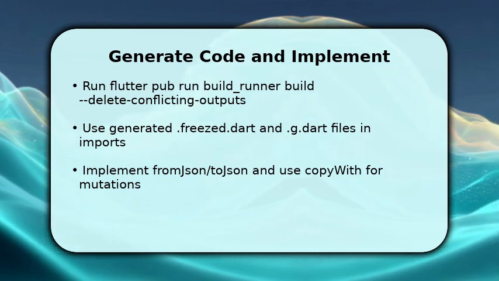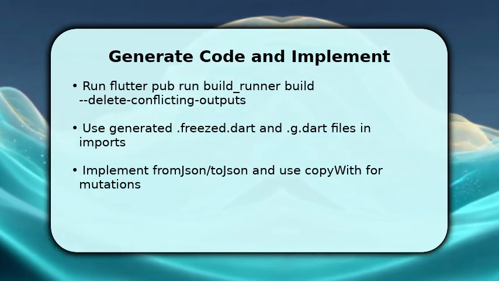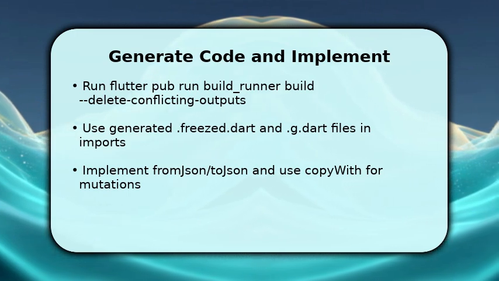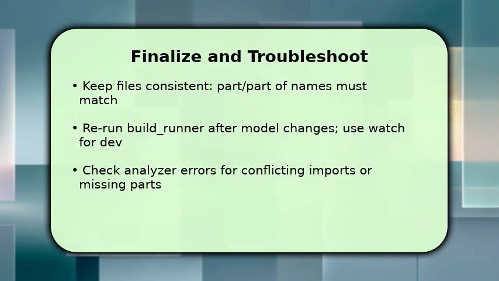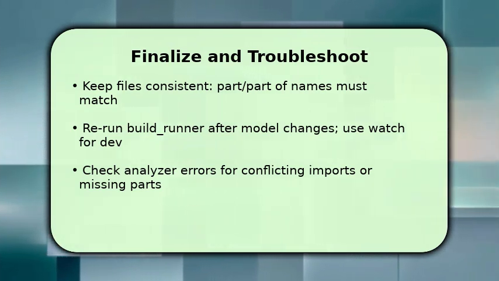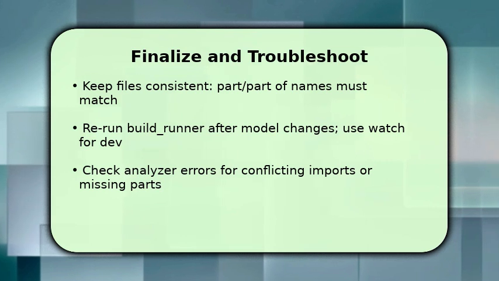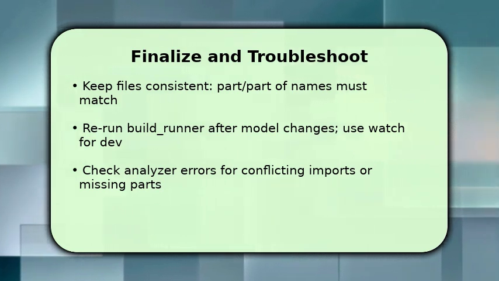Also integrate the model into your state management, so the immutability benefits propagate through your app. To finish, double-check that part directives and file names match exactly. Mismatches are the most frequent failure. Rerun build_runner whenever you change models, or use watch during active development to auto-generate files.